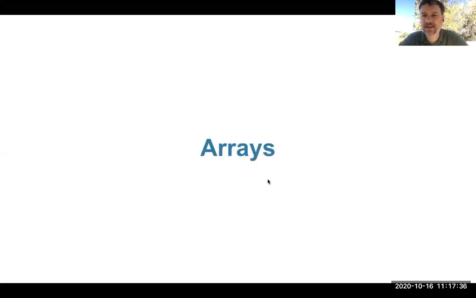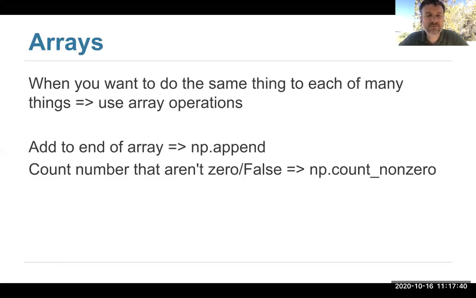All right, arrays. I want to tell you a little bit about arrays. Anytime you have to do the same thing to each of many things, you should suspect that maybe you should put all those things in an array and use an array operation. For instance, multiply all of these values by 3. I can do that in a single piece of code: if they're an array, take that array times 3. And that'll give you a new array where each item is multiplied by 3.